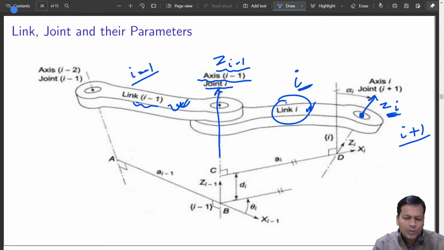Okay, so first, you have to place Zi about the rotation axis, where link i is going to rotate about the Zi minus 1 axis with respect to the previous link i minus 1. Similarly, you have to place Zi, that is the basis of rotation for link i plus 1. So about that, the i plus 1th link will rotate. So you have two axes, Zi and Zi minus 1.